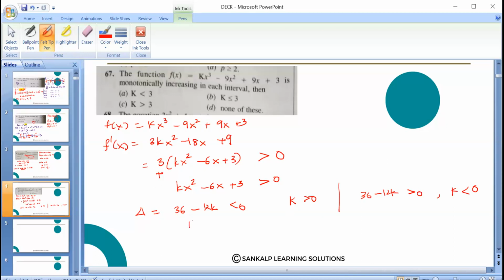So what you can say is 12k is greater than 36, k is greater than 3. Because in the options, they did not mention about k less than 0. That's why we are taking only this. K is greater than 3. Option C holds good.